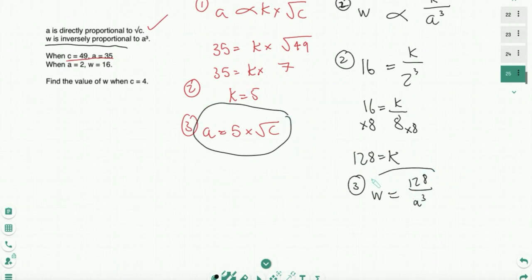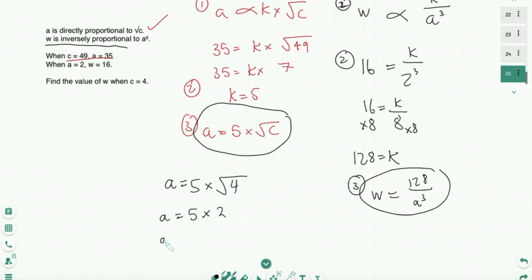And the question is asking us, find the value of w when c is 4. Well, out of these two formulas, c is here. So let's just plug c in as 4 here. So a is equal to 5 times the square root of c, which is 4. So a is equal to 5 times the square root of 4, which is 2. A equals 10.